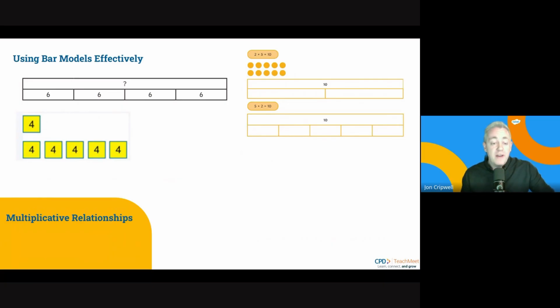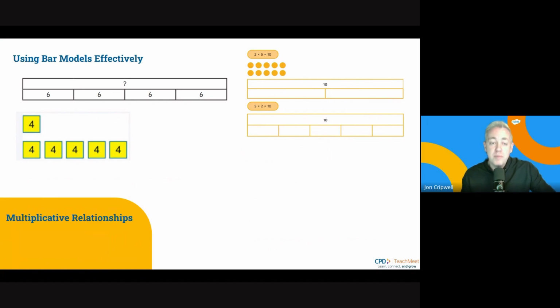Bar models are also really effective to expose multiplicative relationships. And particularly, I would suggest the idea of seeing multiplication as repeated addition is really important within maths, and I think bar models are an effective way of showing that. So this representation here shows 4 times 6, or 6 times 4, and we can see what we would need to do if we didn't know our 6 times tables or our 4 times tables in order to find the problem here. So again, find the product here.